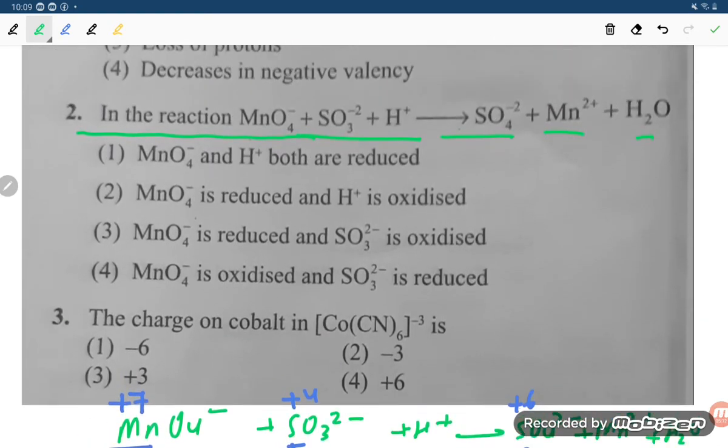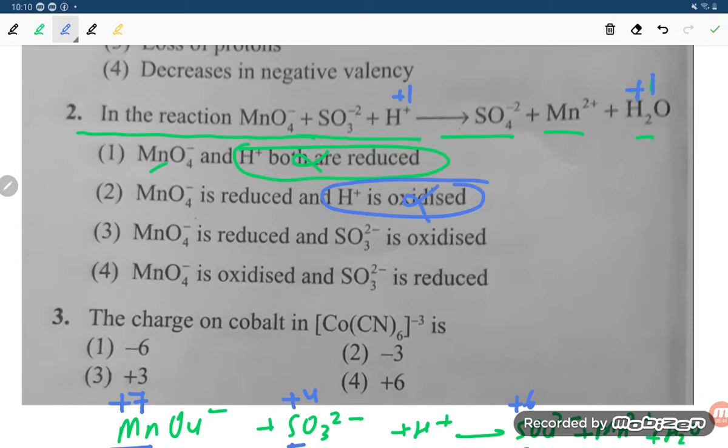What is there? MnO4 minus and H plus both are reduced? No, everywhere H plus is plus 1, so this is absolutely wrong. This one is half correct, but the other half is wrong: MnO4 minus is reduced and H plus is oxidized. This is extremely wrong, student, because here H is plus 1 and here also plus 1, so no change. So it is not oxidized.